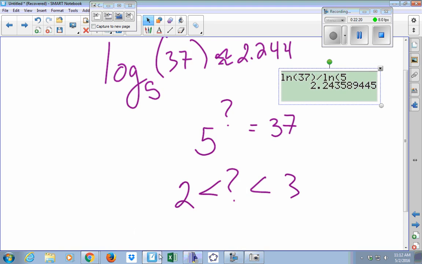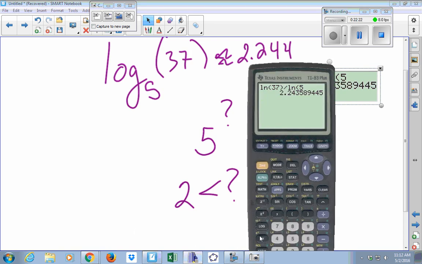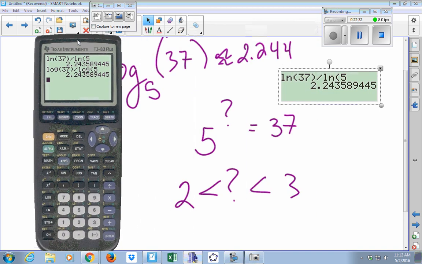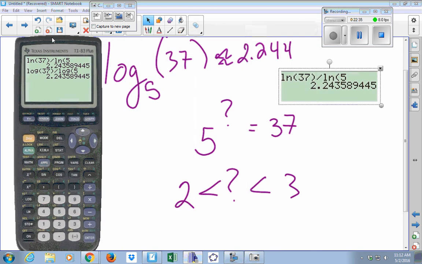And again, it doesn't matter whether you use the common log. If the common log's your favorite, use the common log of 37 divided by the common log of the base. Voila, same exact answer. They're not the same, right? Common log is base 10, natural log is base E. That's what I'm saying is an interesting thing for you to think about.